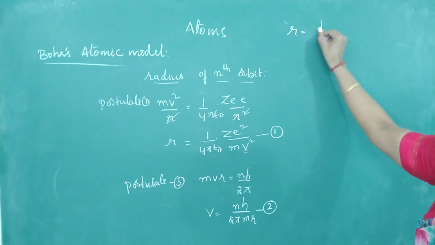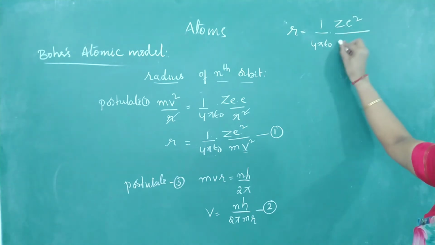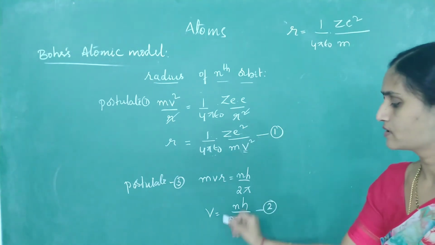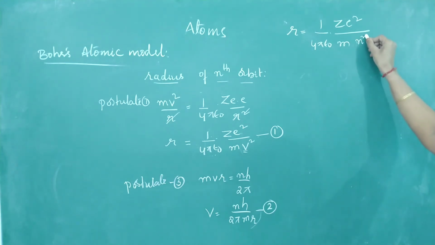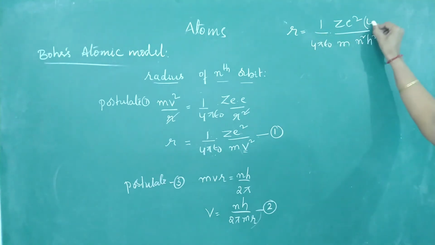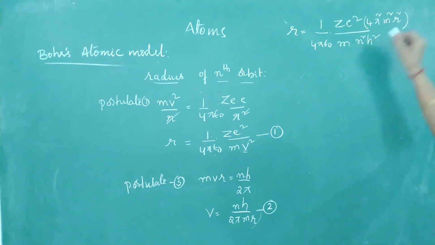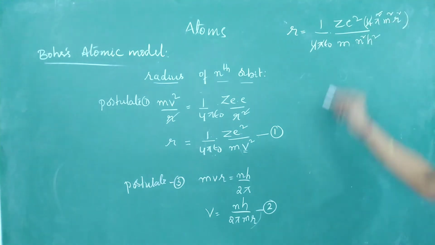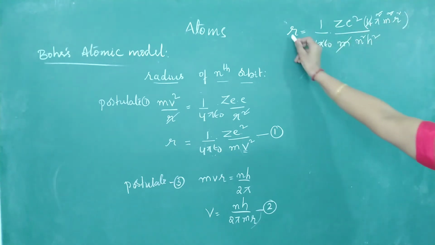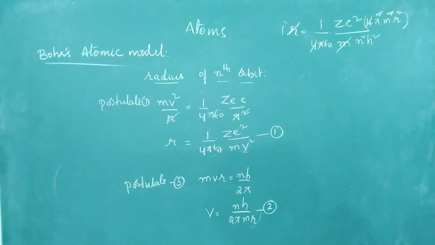What will radius become? 1 by 4 pi epsilon naught Ze square by m into v square. Square this relation, n square, h square, reverse them. I am writing the square on the numerator, 4 pi square m square r square. Simplify. 4 and 4 gets cancelled. Pi also gets cancelled. m also gets cancelled. See, here we have r square and here we have r. So write the relation in terms of r, and the square also I will cancel.